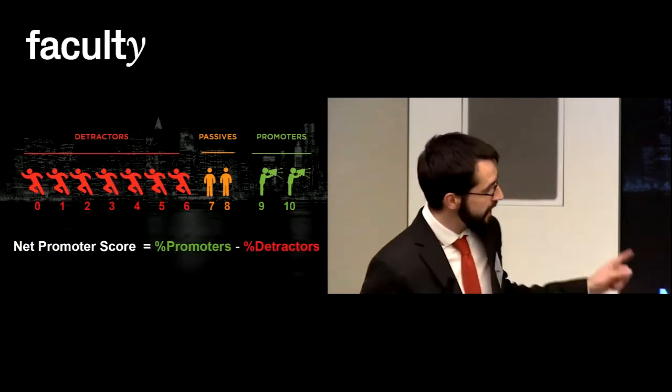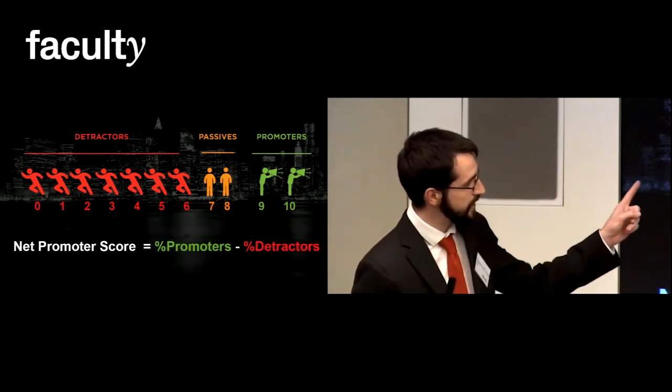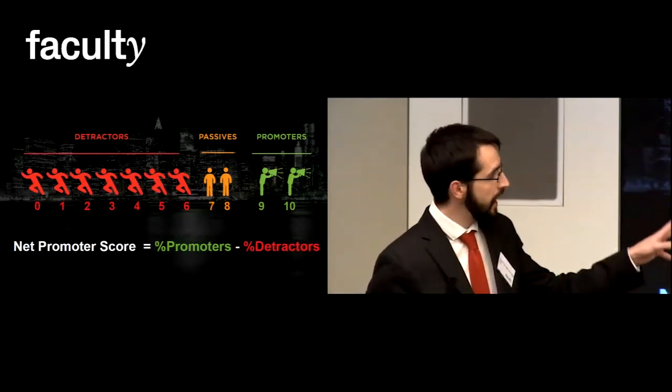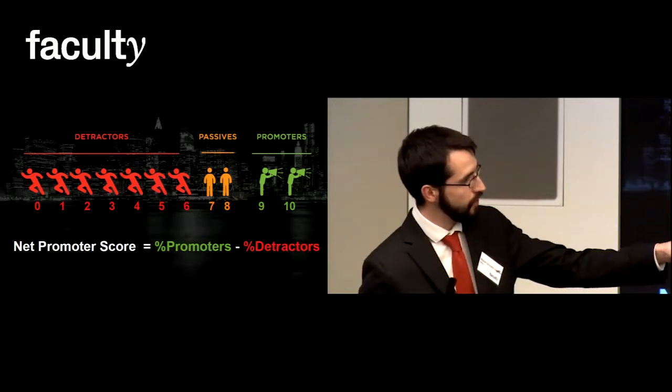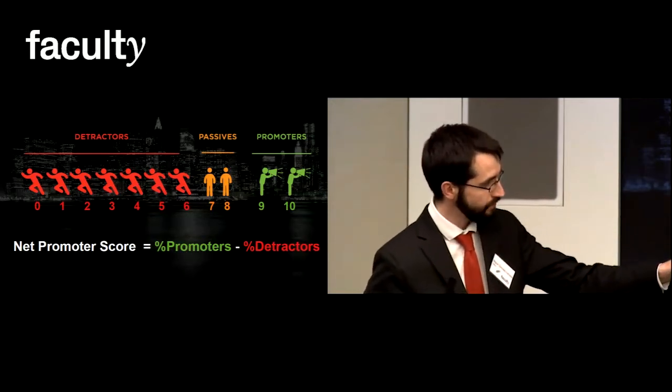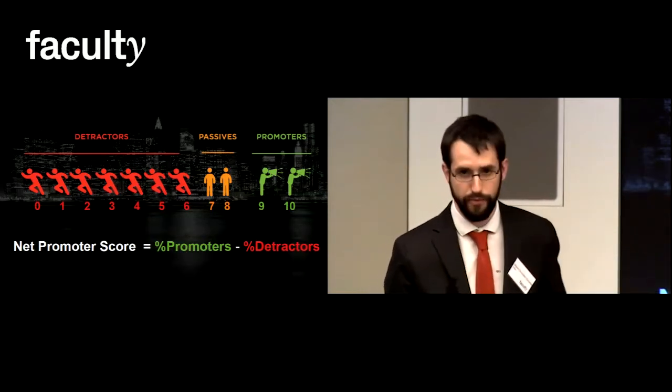Now, this is the basis of Net Promoter Scoring, but the way we calculate that score is by dividing the range between 0 and 10 into 3 bands, as you can see here, and then we subtract what we call the percentage of detractors from the percentage of promoters.